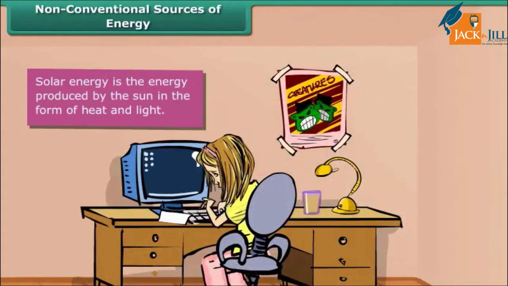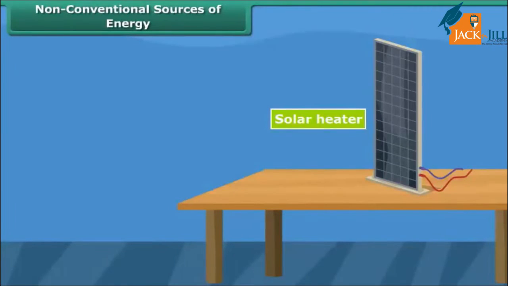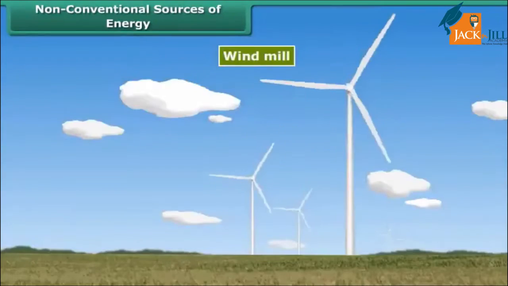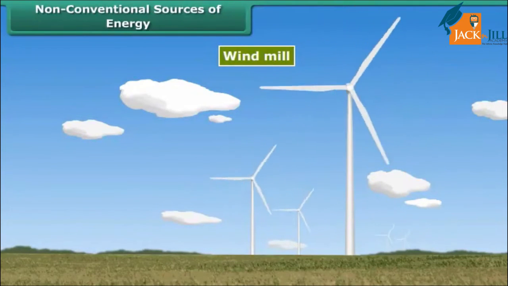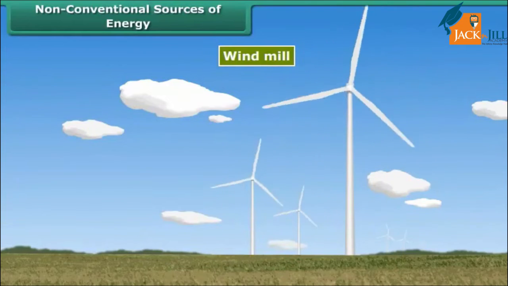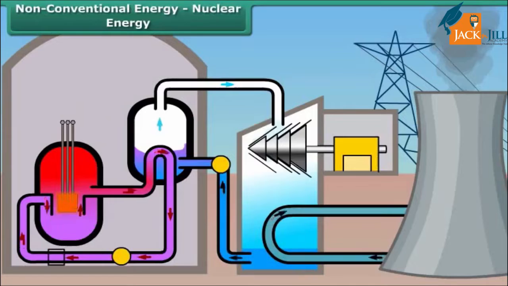Many solar cells are joined into solar panels to generate electricity. Solar energy is also used in solar heaters, solar cookers, and solar dryers. Do you know even wind can also help in generating electricity? The high-speed winds rotate the windmill, which is connected to a generator to produce electricity.